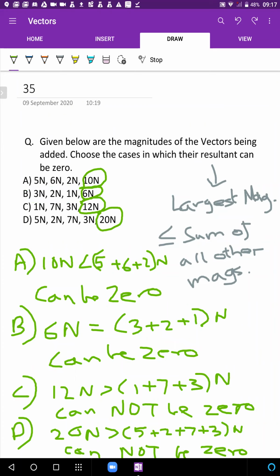What about the next one? इसमें 12 Newton is greater than 1 plus 7 plus 3. Our largest side is greater than the sum of the other sides. इसमें polygon नहीं बनेगा. Therefore, in this the resultant cannot be zero, and you can see that here itself. ये तीन मिलके सिर्फ 11 न्यूटन देंगे. 11 न्यूटन 12 न्यूटन कैंसिल कर ही नहीं सकता है ना?